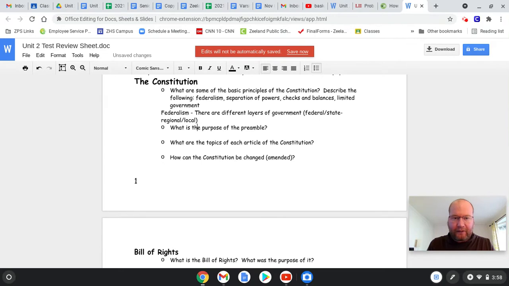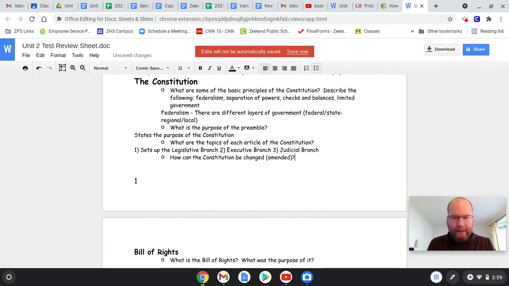The purpose of the preamble to the Constitution is basically it states the purpose of the Constitution. What are the topics of each of the articles of the Constitution? There's 7 different articles that start out the Constitution before it gets into the amendments. We don't need to know about all 7 of them right now. Just know that Article number 1 sets up the legislative branch. 2 sets up the executive branch. And 3 sets up the judicial branch.